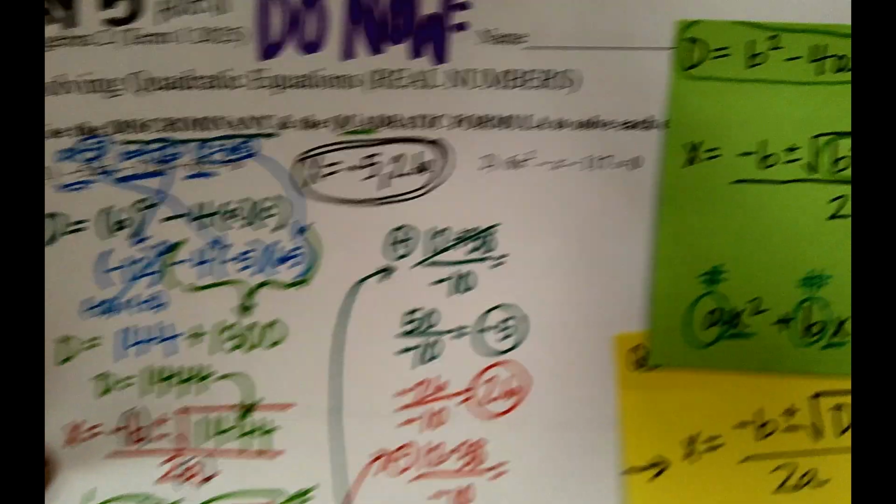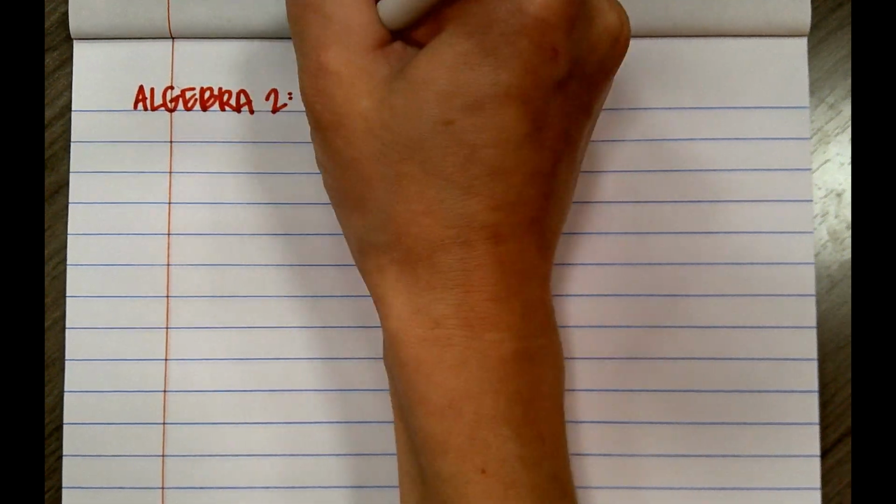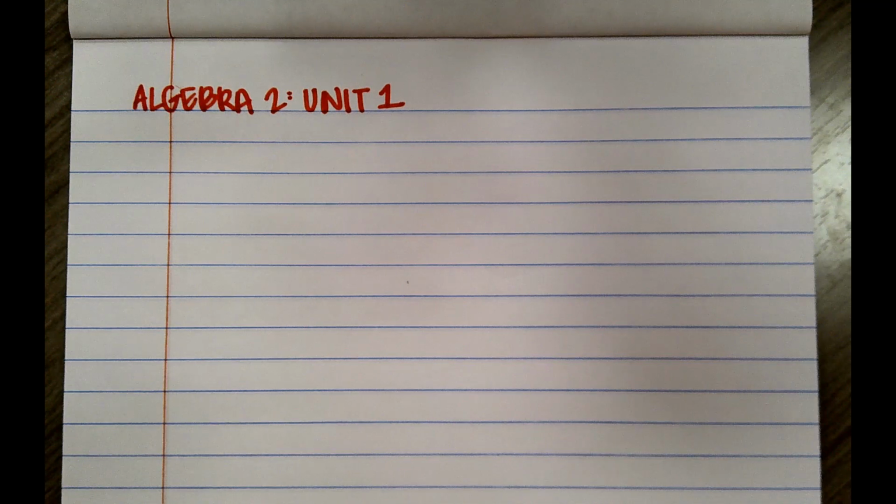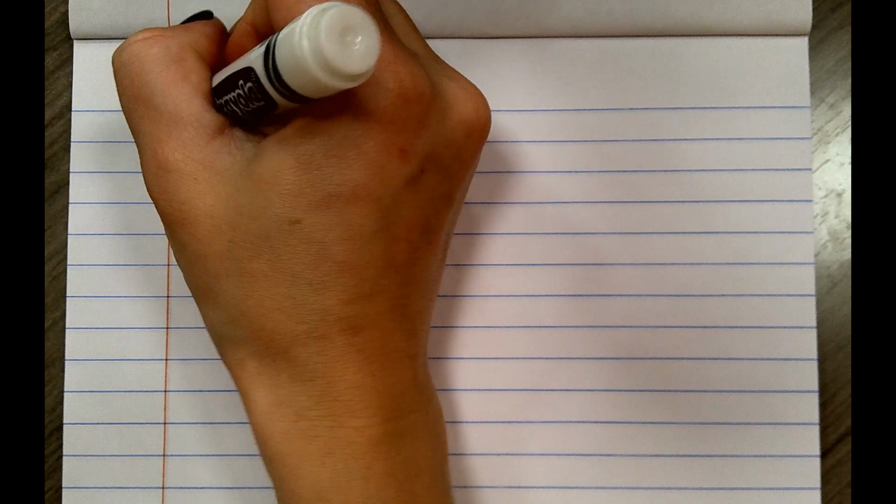And let's just do our work nice and spaced out. Keep it organized. Take your time. Do not rush. That's when we make mistakes. So I'm going to title this Algebra 2, Unit 1. And these will be our day 5 notes.